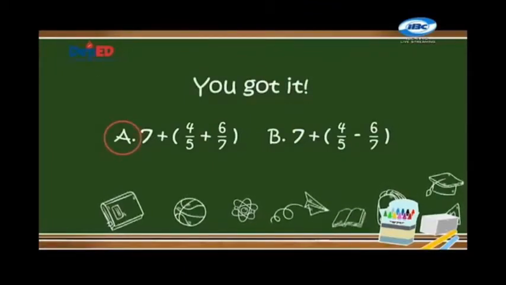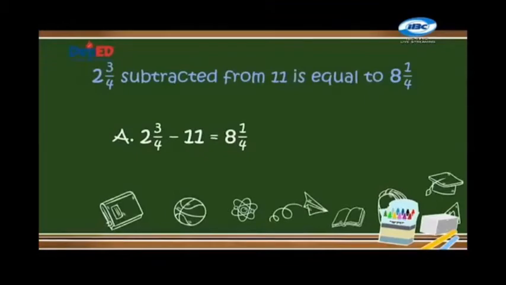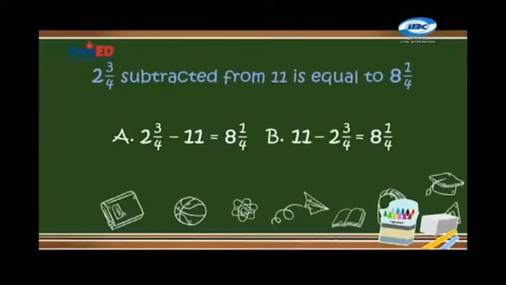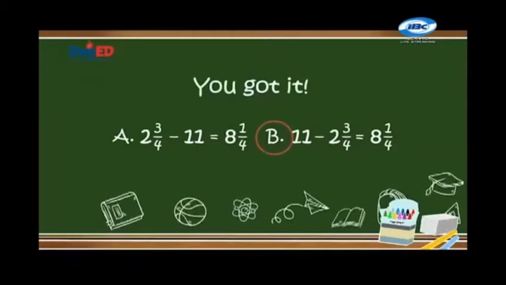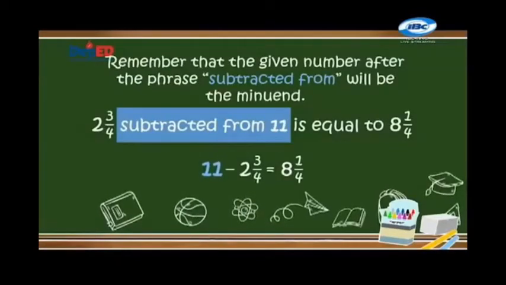Number 2. 2 and 3/4 subtracted from 11 is equal to 8 and 1/4. Is it A, 2 and 3/4 minus 11 equals 8 and 1/4, or B, 11 minus 2 and 3/4 equals 8 and 1/4? You are amazing! It's B. Remember that the given number after the phrase subtracted from will be the minuend.